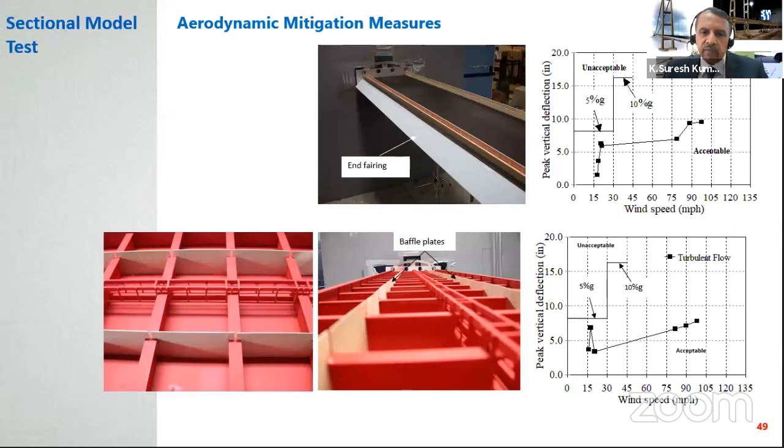You can also use end fairing. You can see end fairing and baffle plates underneath the bridge to disturb the vortex system. You want to basically disturb the coherence of the vortices happening at the top of the bridge versus the bottom of the bridge. You don't want those two vortices to be talking to each other. You want to disturb the coherence. And then you can reduce the response. Not just the VIV, you can reduce the response and maintain the stability as well.